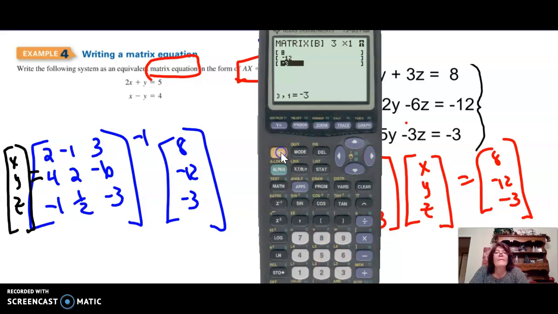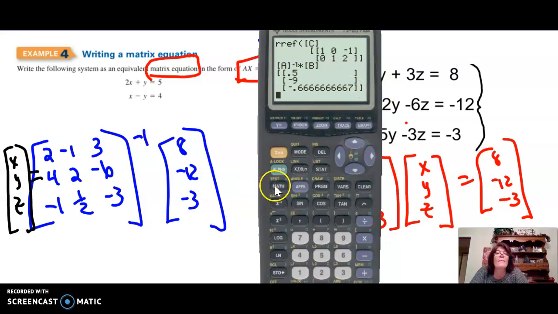Okay, so what I want to do now that I have my matrices entered, I have to take A inverse times B. So I go second matrix. I want A first. I want to take the inverse of that. That's right here, x to the -1. I want to take A inverse times matrix B. Okay, a 3 by 3 times a 3 by 1 will give me my 3 by 1.